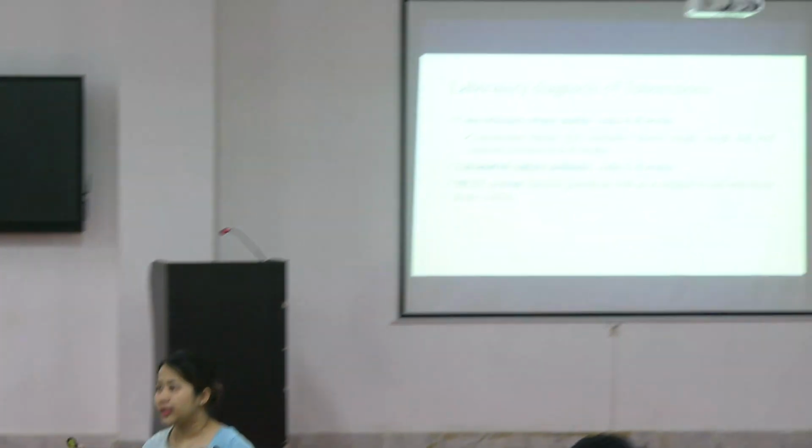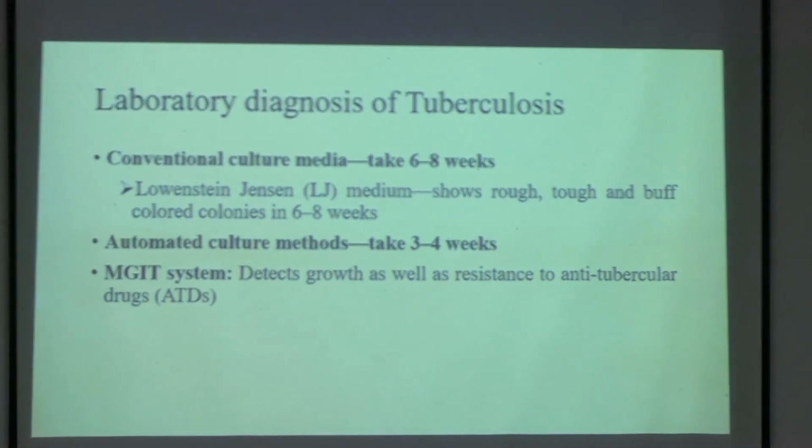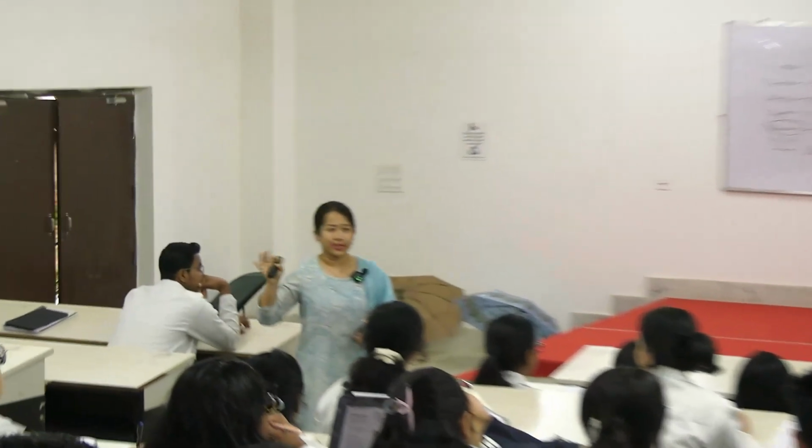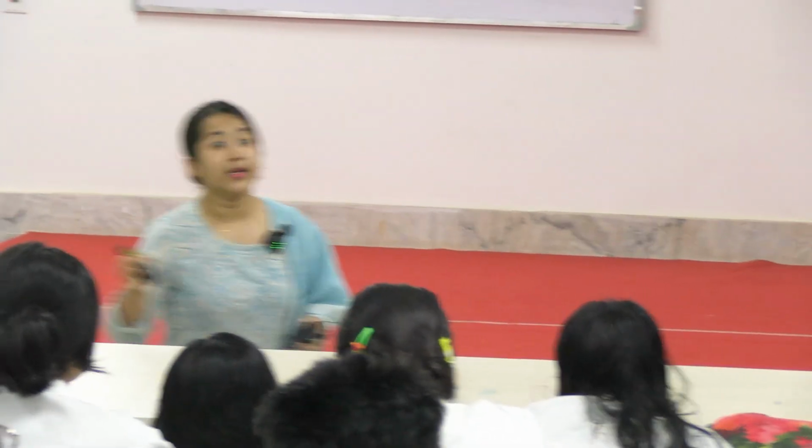Next goes to the culture. In culture, two things we do. One is your conventional technique, another one is what technique? One is conventional, another one is automation. So in general, in any conventional method, the turnaround time is a little bit longer. Generally the turnaround time for your conventional is 6 to 8 weeks, okay? And for automation, it is 3 to 4 weeks, a little bit earlier, okay? So for your conventional, what media do we use? Lowenstein-Jensen media. What is the type of colony you see? Rough, tough and buff colonies.